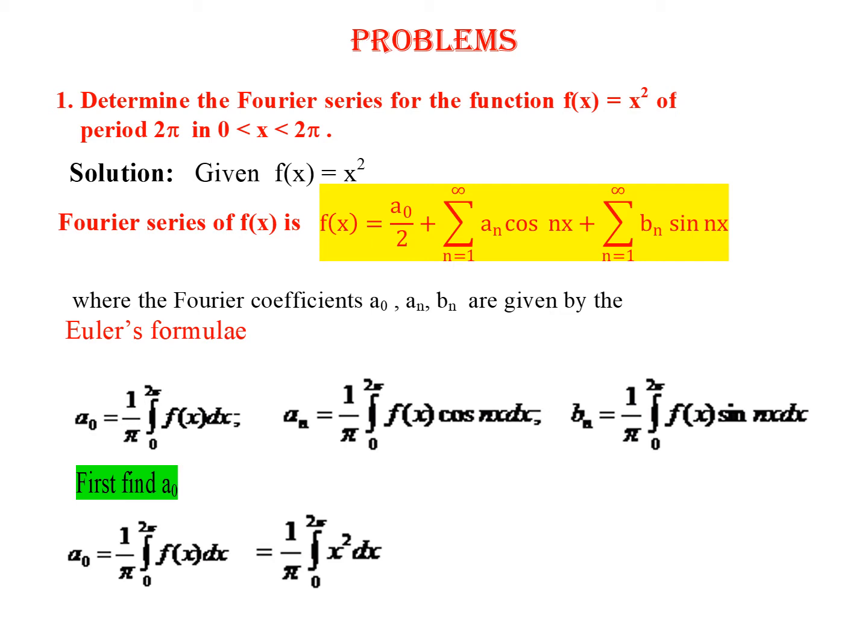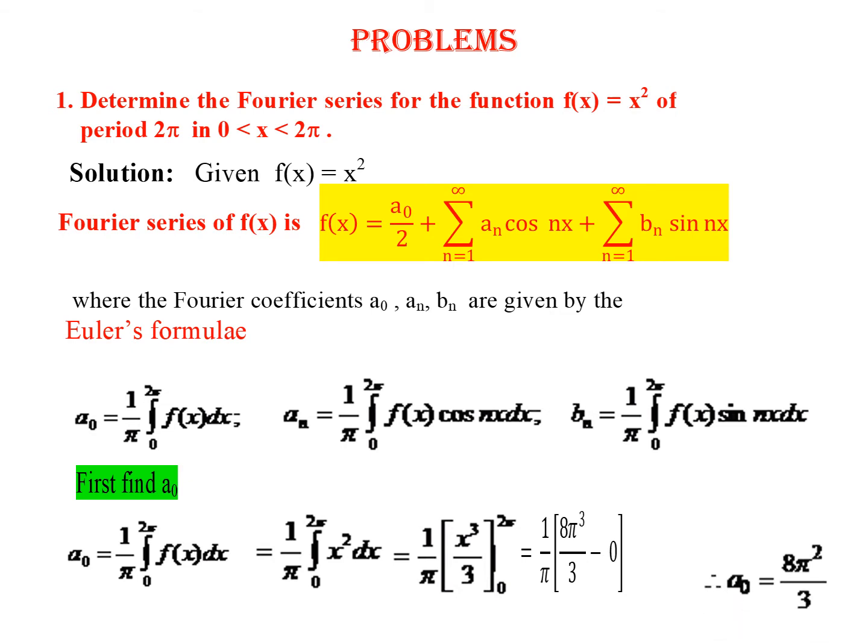When we integrate x squared, what do we get? Yeah, x cubed by 3, which is the basic integration rule. When we integrate x power n, we get x power n plus 1 by n plus 1. Now apply the limit, upper limit minus lower limit. Already we have 1 by pi outside. When you apply x equal to 2 pi, we get 8 pi cube by 3, upper limit, minus the lower limit, which is when we put x 0, 0. So this is the answer. Hence the final value of a naught is 8 pi squared by 3.